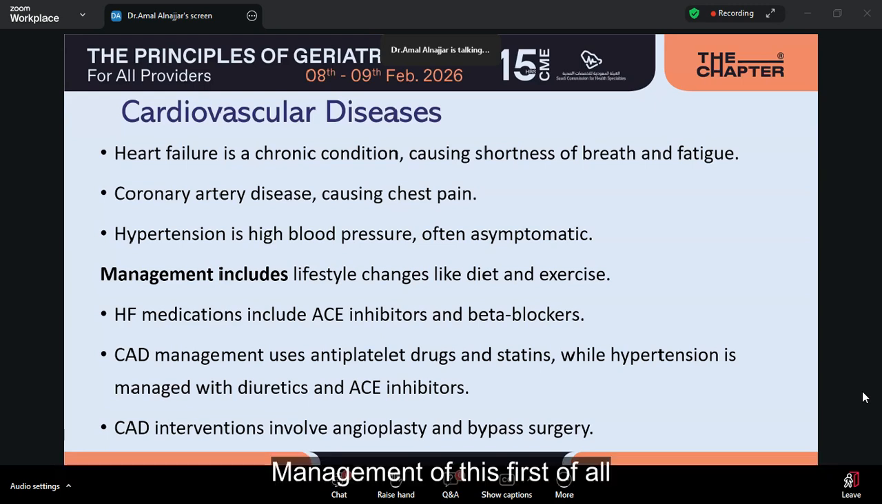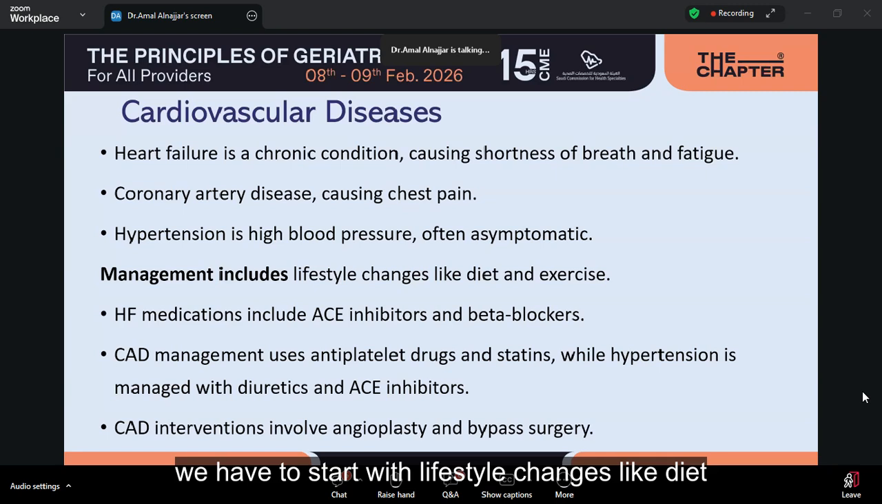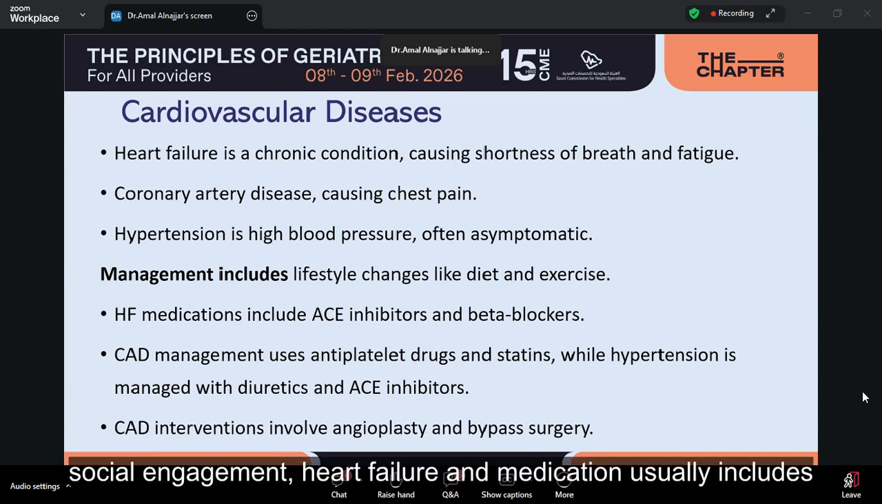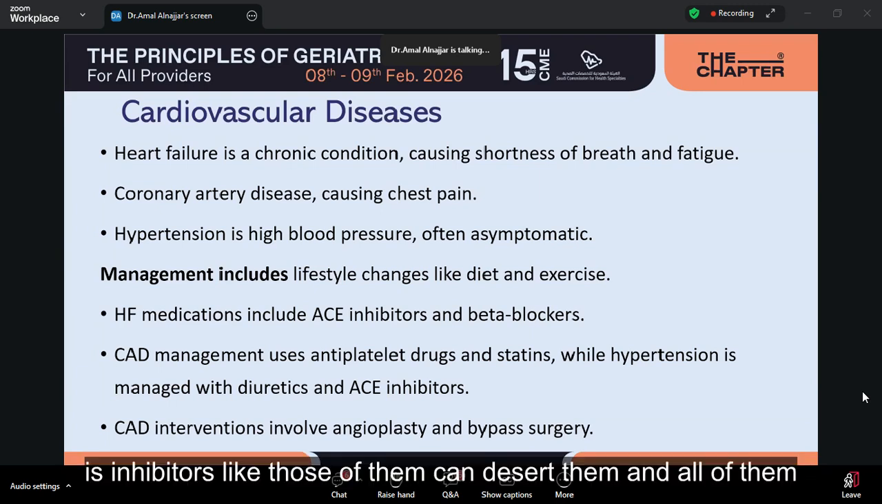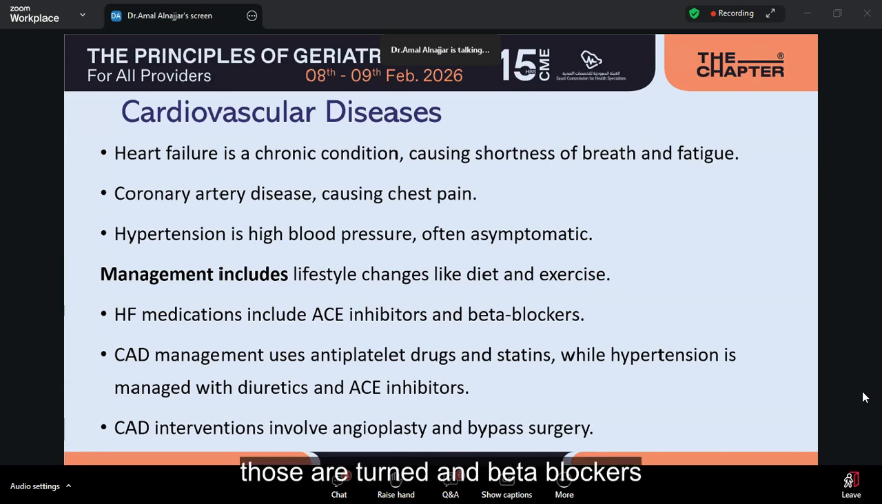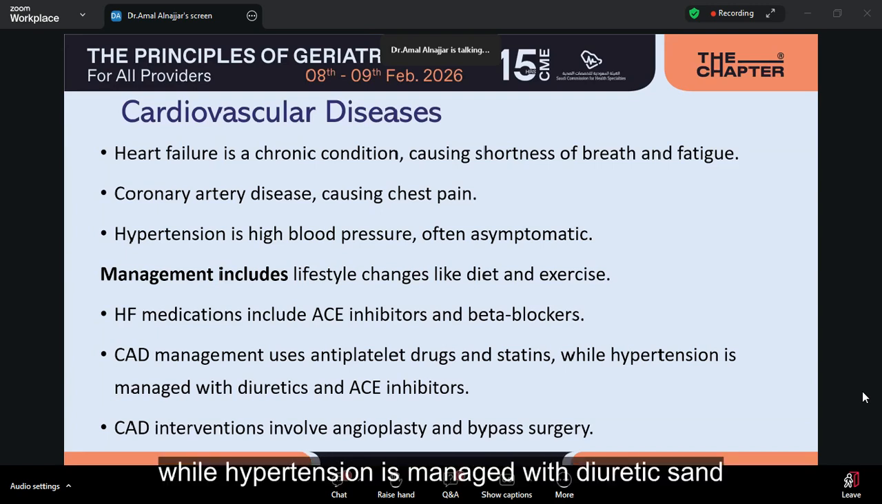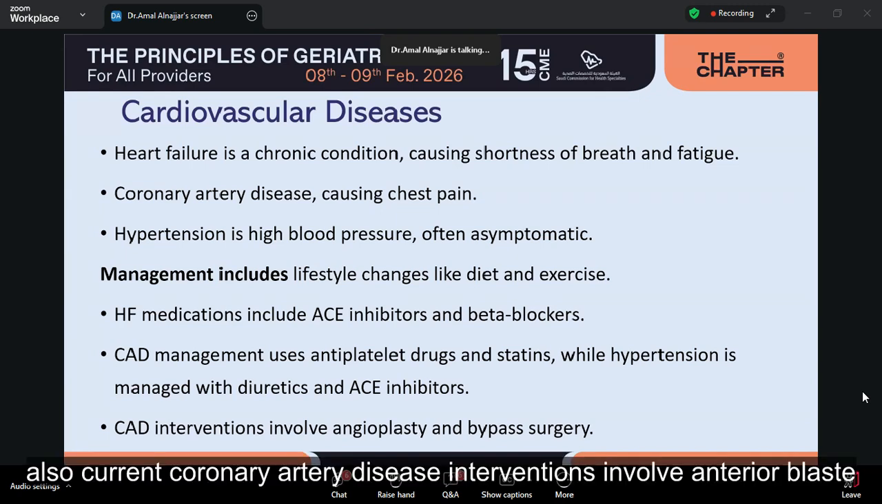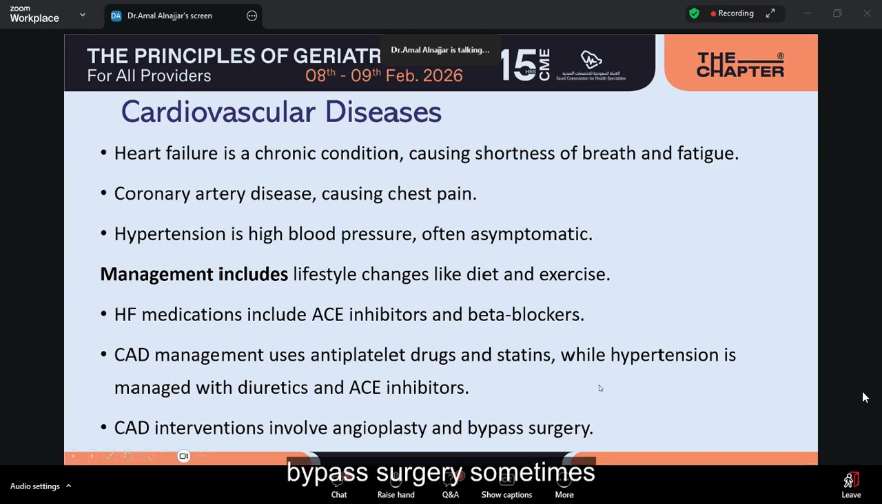Management of this, first of all, as we mentioned, we have to start with lifestyle changes like diet, exercise, social engagement. Heart failure medication usually includes ACE inhibitors like losartan, sorry, not candesartan, losartan, and beta blockers. Coronary artery disease management uses antiplatelet drugs and statins, while hypertension is managed with diuretics and ACE inhibitors as well. Also, coronary artery disease interventions involve angioplasty and bypass surgeries sometimes.